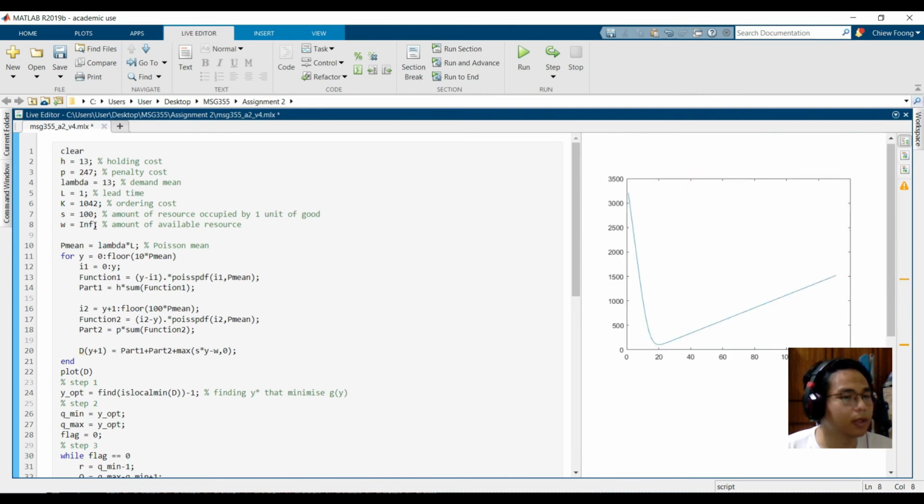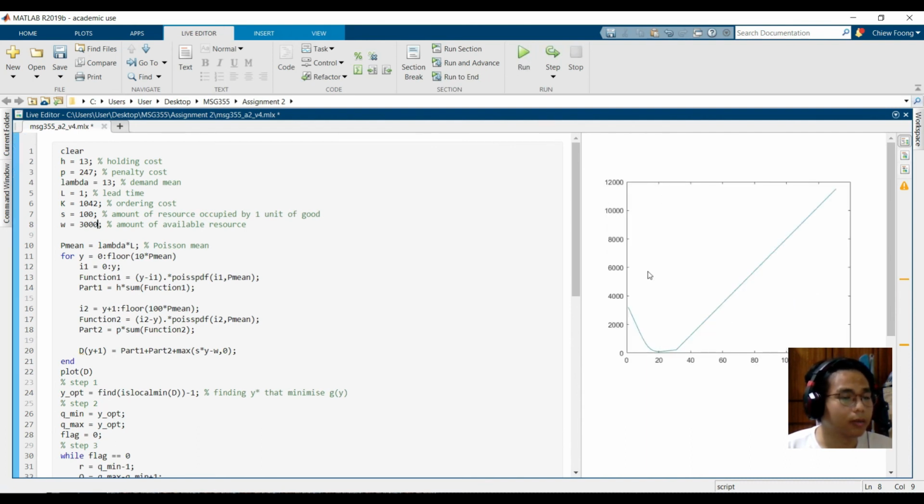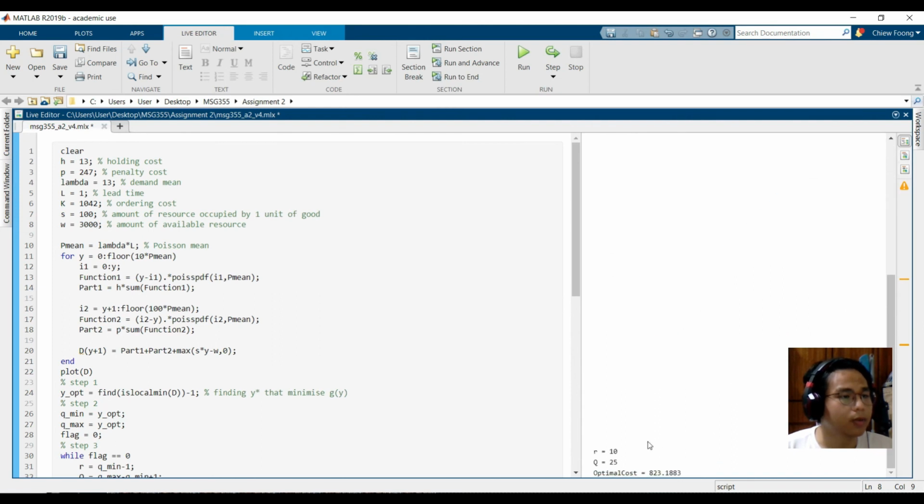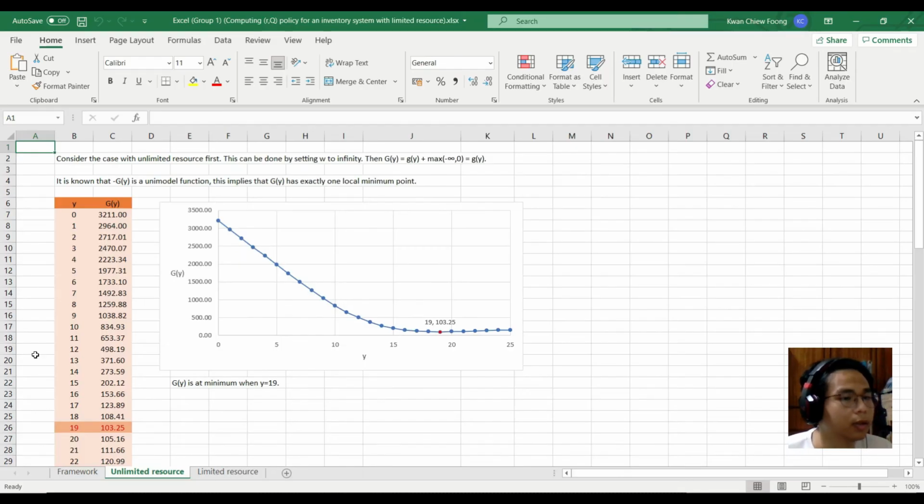Now we let W equal 3000 and we run the coding again. We obtain a new g(y) and our new r is 10 and q is 25. The optimal cost is approximately 823. This is how our coding works.